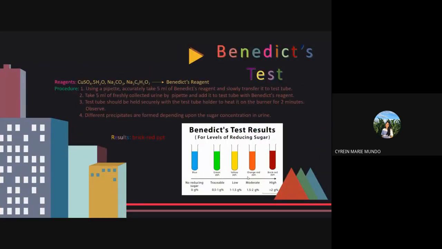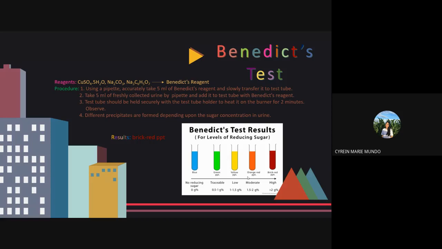So let us first discuss who discovered this test. Stanley Rossiter Benedict was an American chemist best known for discovering Benedict's reagent, a solution that detects certain sugar. Benedict test is most commonly used to test for the presence of glucose in the urine. Glucose found to be present in urine is an indication of diabetes mellitus. It is a disorder in which the body does not produce enough or respond normally to insulin, which causes blood sugar levels to be abnormally high.